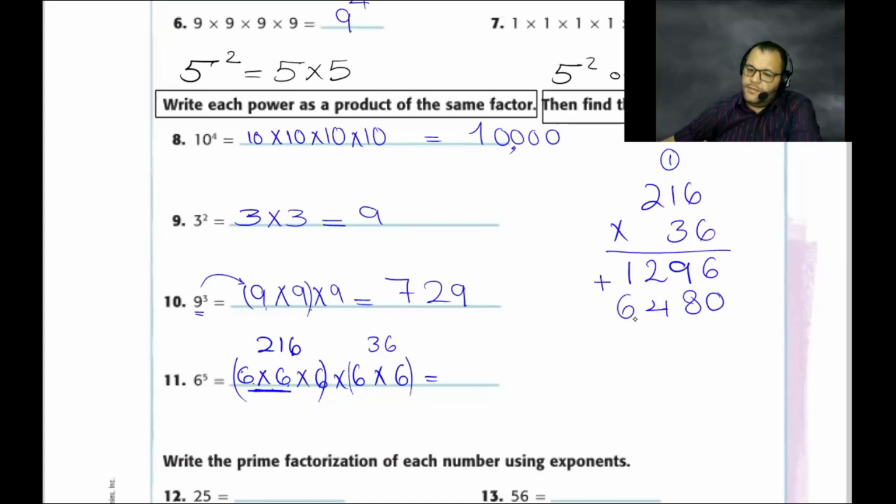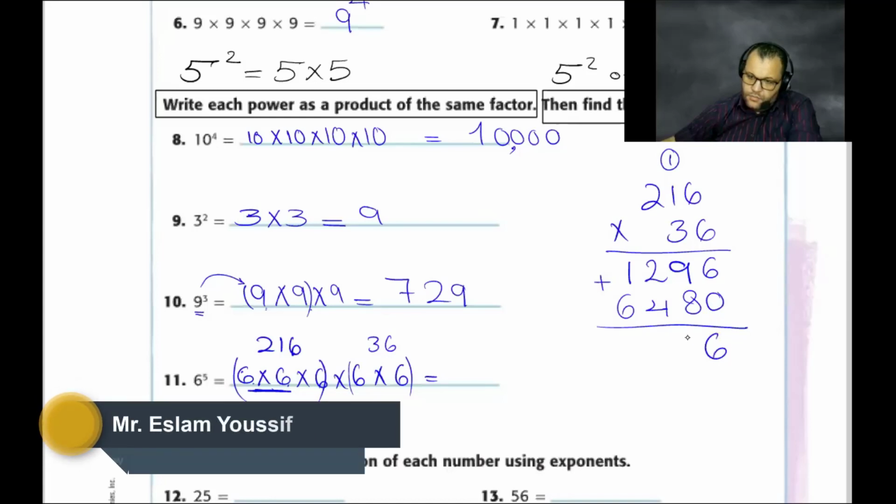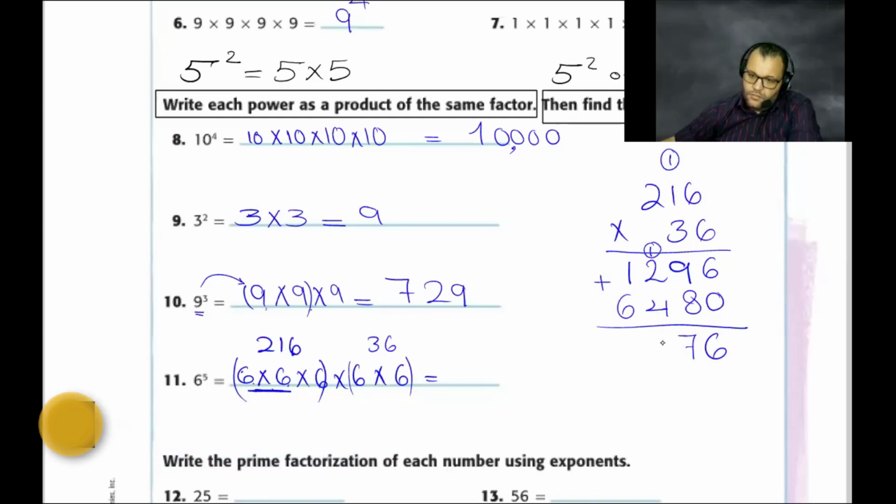By adding 6 and 9 plus 8 equals 17. 7, carry up 1, and 2, 3 and 4, 7. Then 1 and 6, 7. So the answer now would be 7,776. Okay.